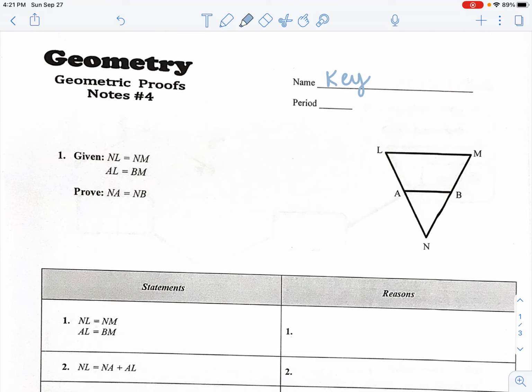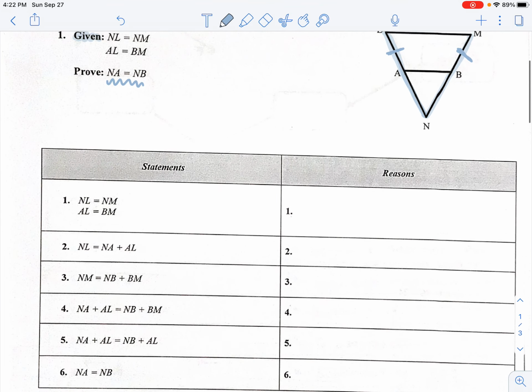It says we are given that NL is equal to NM. So we know that NL, this whole thing, is the same as NM. We were also told that AL is the same as BM. And our goal is to prove that NA is equal to NB. Sounds like a plan. So here's our proof.